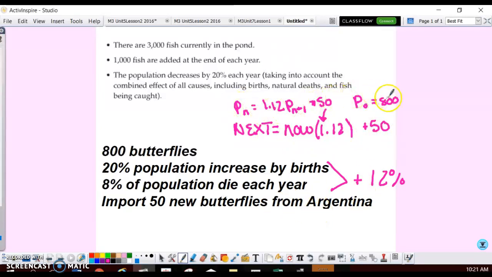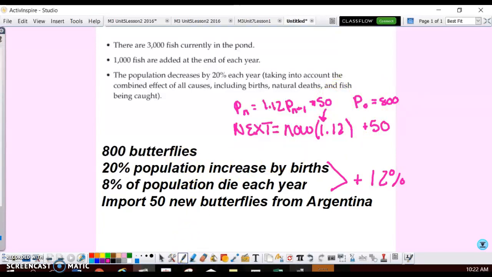Recursive is not much different. It just has this subscript notation, which we probably talked about, n minus 1 and p sub n. That just says my last year's population and my this year's population. 1.12 is the same, plus 50. Always include your original population, like your p sub 0, your n sub 0, whatever your start is, if you're doing a recursive formula.